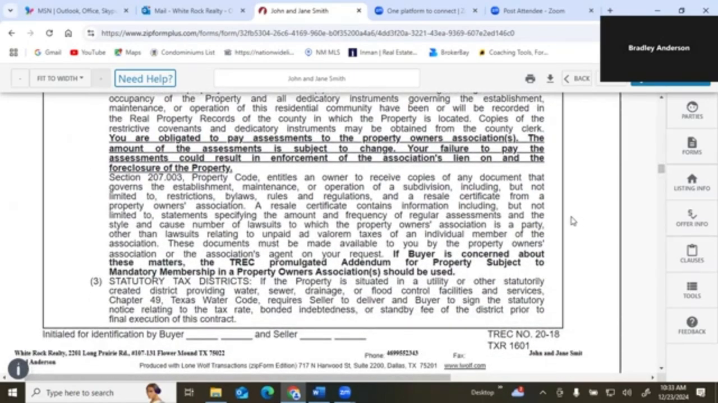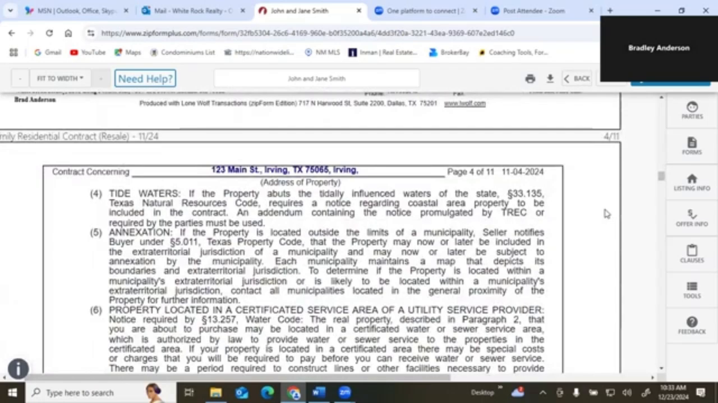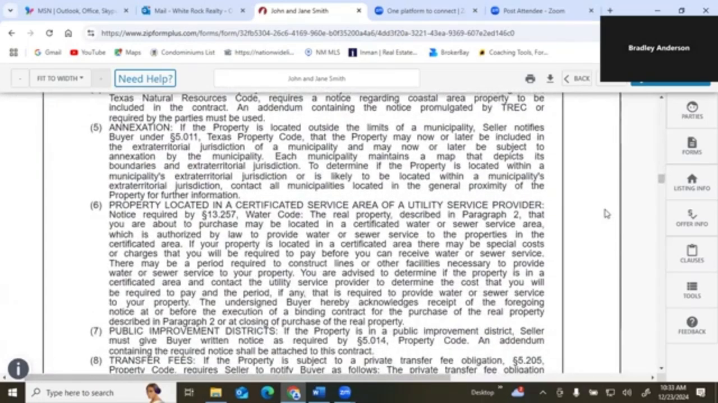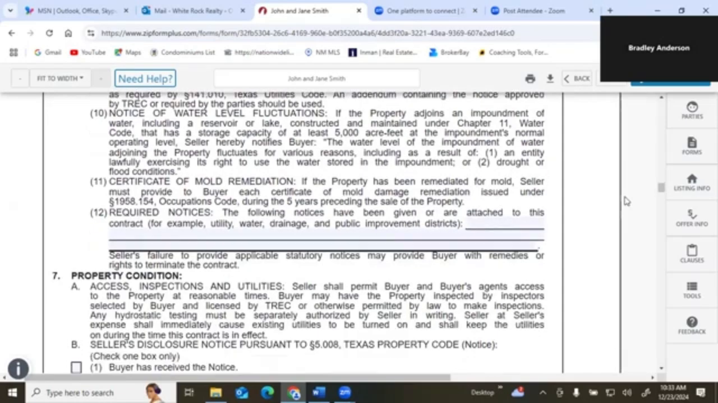And the rest of this paragraph is what people commonly refer to as kind of a flyover dialogue, but it does not make it any less important. If it's in the contract, it's there for a reason. So it talks about membership into municipal utility districts and PIDs and so forth. Okay, transfer fees. All right.